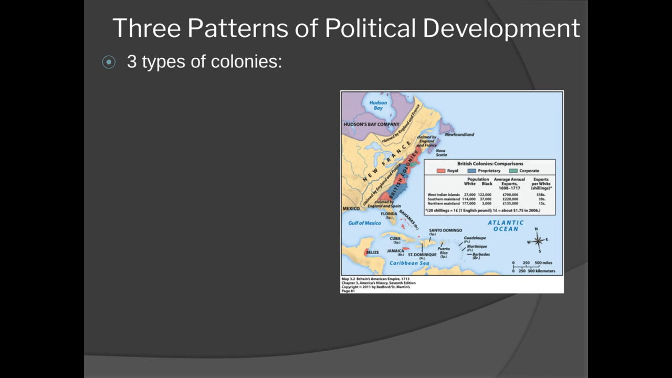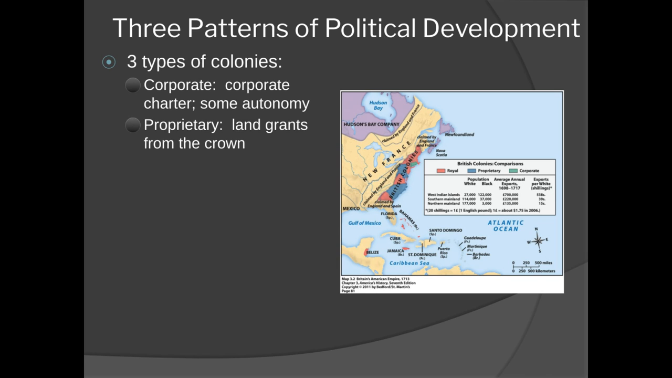So there are going to be 3 types of colonies at this time. The first type is a corporate colony, and you can see that those are in green on our map. What you see is you don't really see much green on that map. These are going to be the corporate charters. They're going to offer some autonomy. So they're going to kind of have their own wheelings and dealings, if you will.